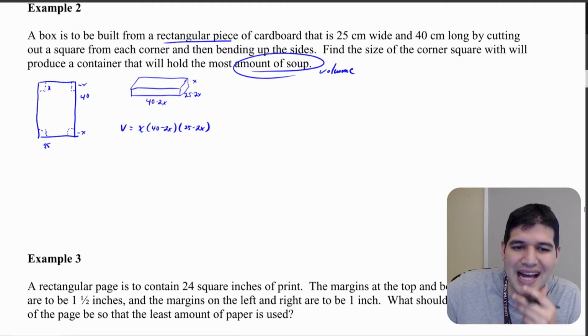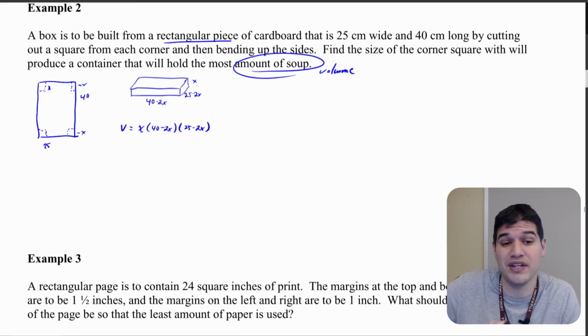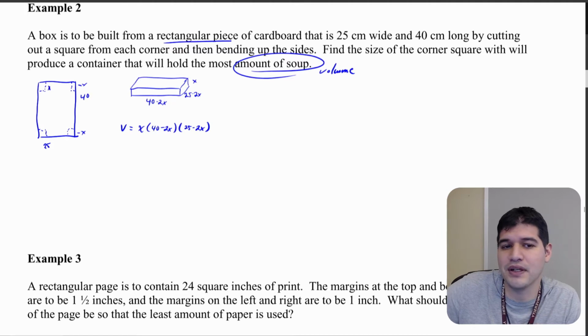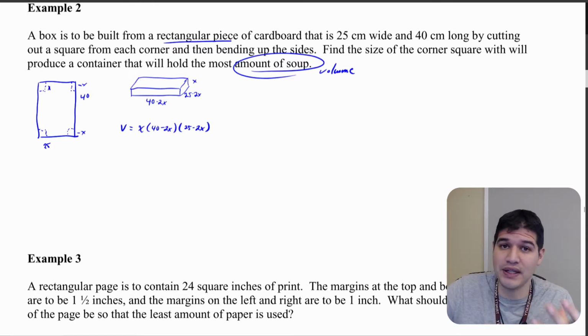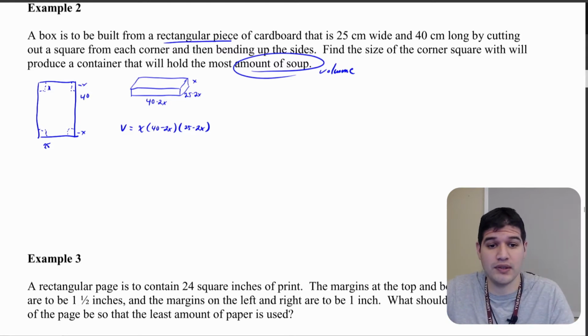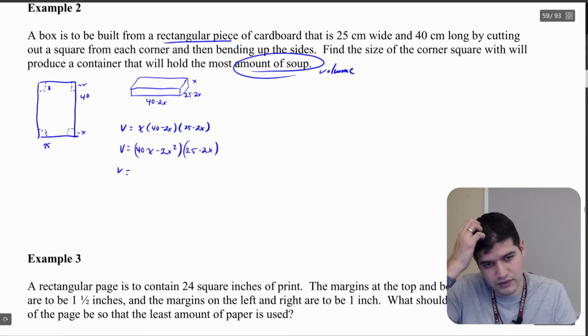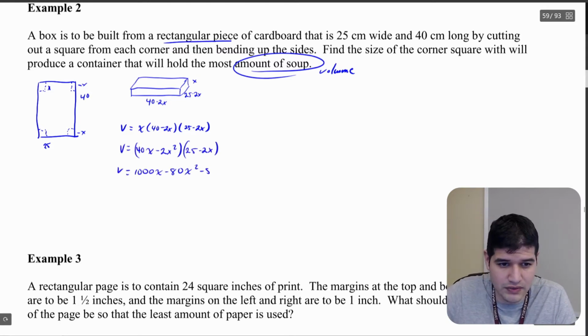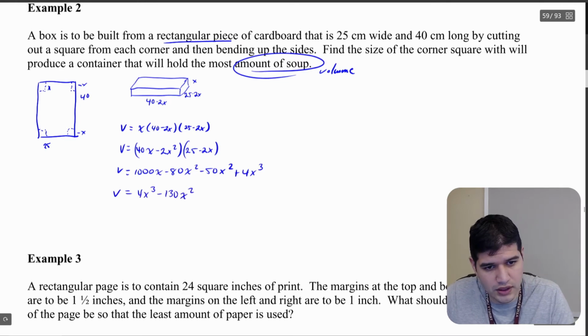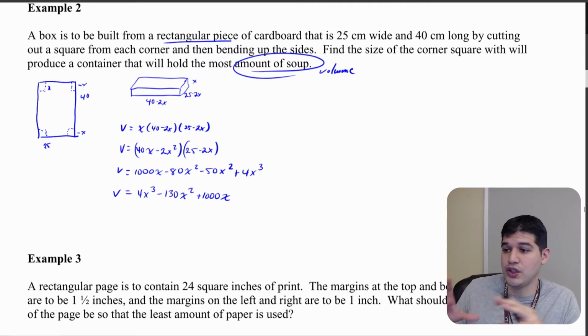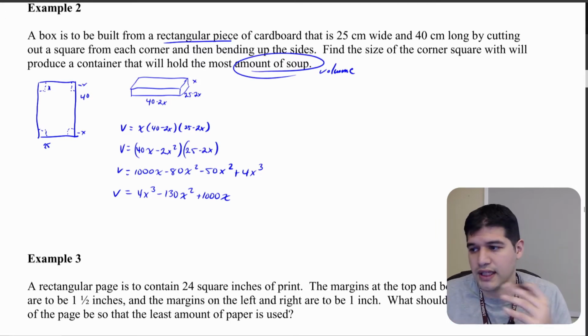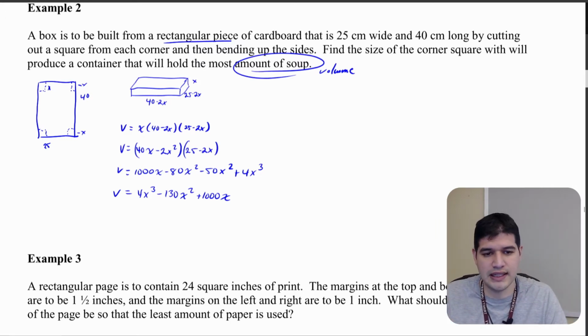In order to maximize this, I need to take the derivative. I think it'll be a lot simpler if I distribute everything, so let's go ahead and spend the time to actually distribute here. Okay, so that's what I got when I distributed and multiplied everything out, and I combined like terms and wrote it in standard form.